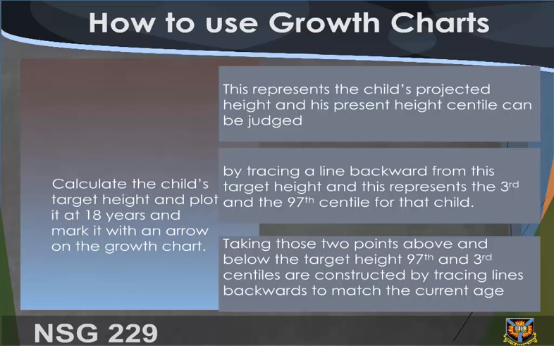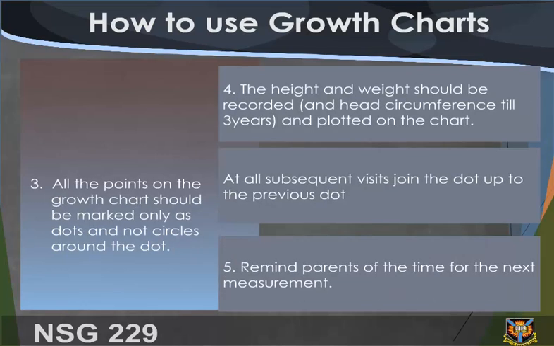Taking those 2 points above and below the target height, 97th and 3rd centiles are constructed by tracing lines backwards to match the current age. 3. All the points on the growth chart should be marked only as dots and not circles around the dots.